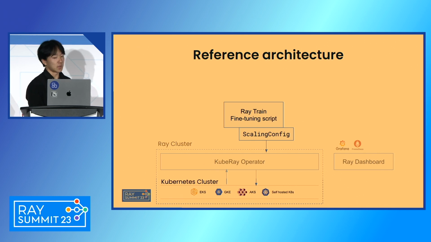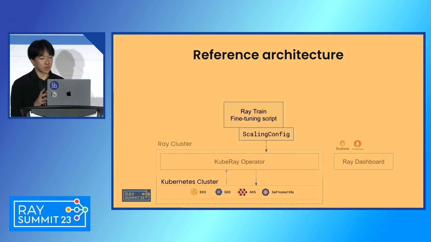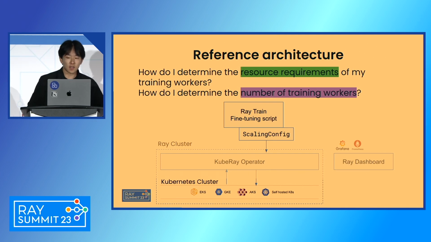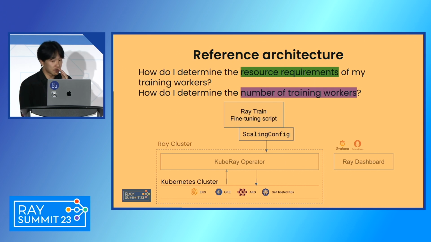And so just coming back to this reference architecture, we'll first focus on how to specify the resource requirements and the scaling of our distributed training. These are two knobs that you can turn in your application that will affect the training speed as well as the cost. So the scaling config API in Ray Train allows you to configure both of these knobs. And these questions are often one of the first few that we get asked when we're helping users.